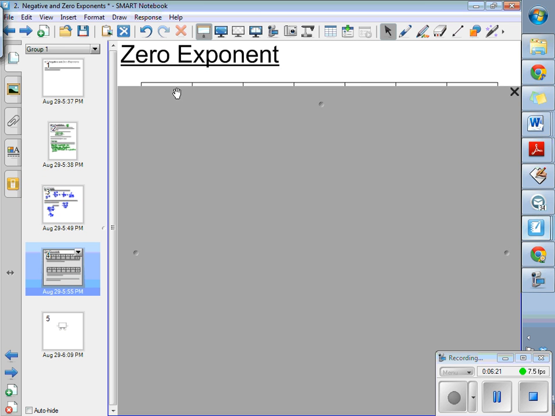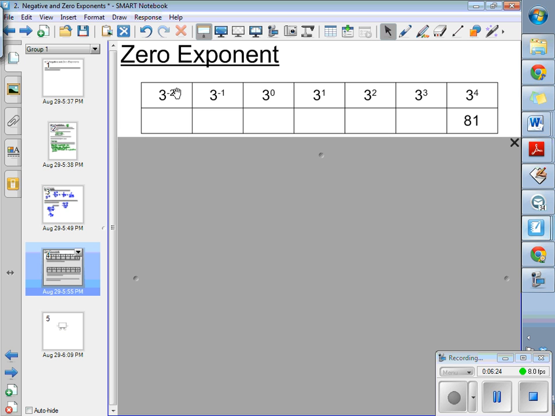Okay, on to our 0 exponents. Now let's fill in this chart. Working backwards, we've got 3 to the fourth is 81. 3 to the third is 27. 3 to the second is 9. 3 to the first is 3. 3 to the 0 is 1. 3 to the negative 1 is 1 over 3. And 3 to the negative second is 1 over 9.